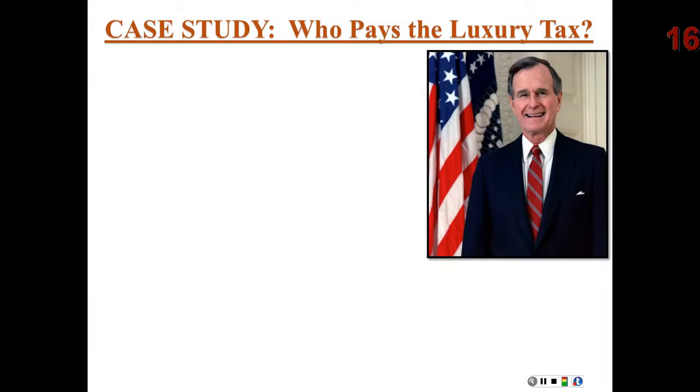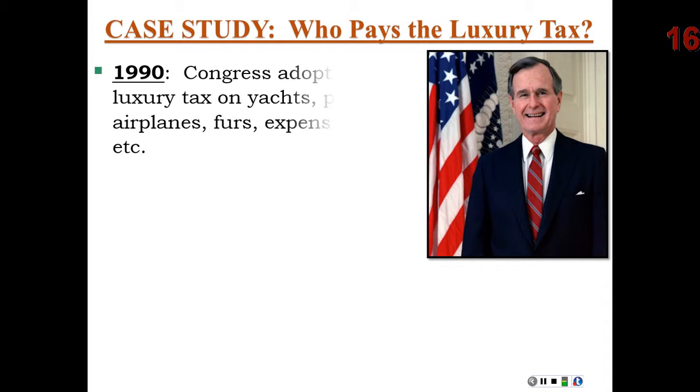Now, let's look at a case study of this, okay? The luxury tax, which was passed in 1990, signed by the first President Bush. It was a luxury tax on yachts, private airplanes, furs, expensive cars, etc. This was to raise money for the federal government.